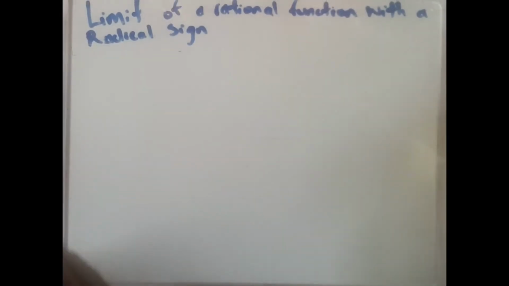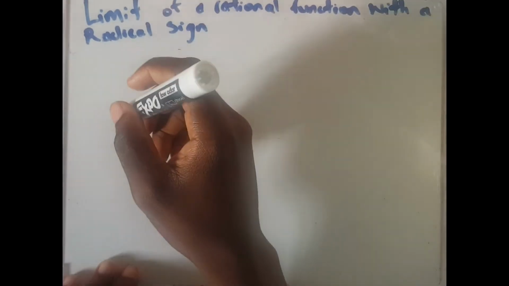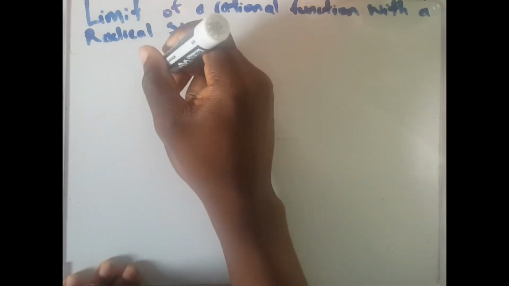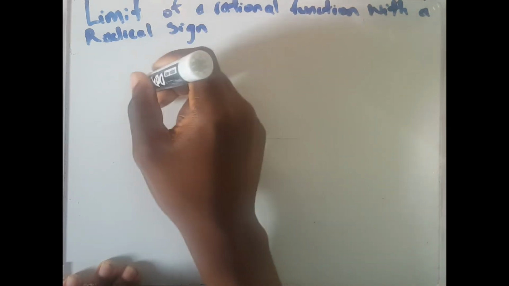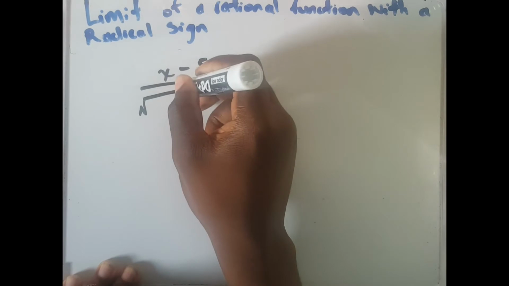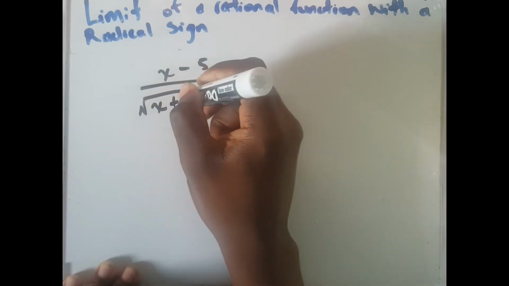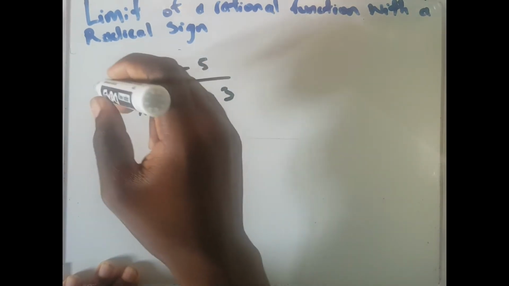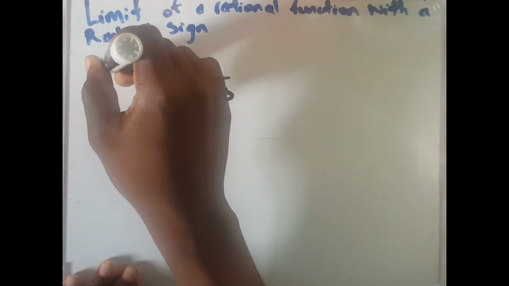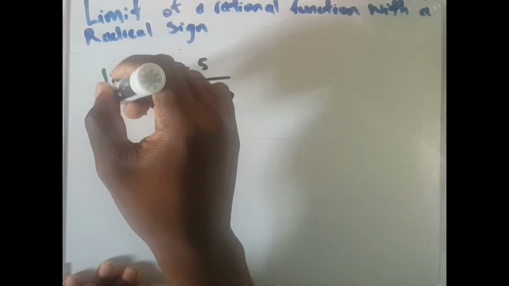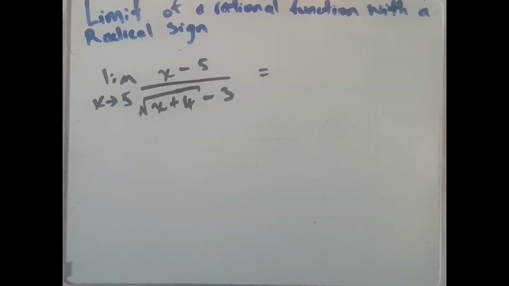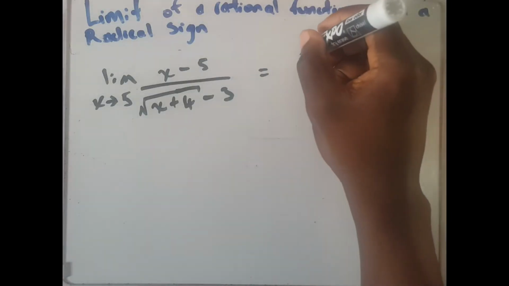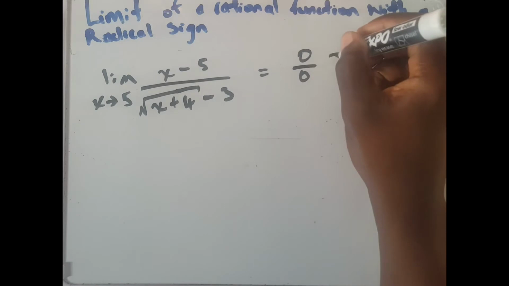Let's get into that. Now say you are given this function. Let me use this marker. You are given this function, x minus 5 over root x plus 4 minus 3. And your question is to find the limit of that function as x approaches 5. So right away we see that this is 0 over 0, which is indeterminate.